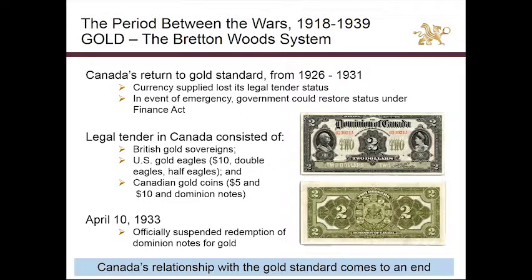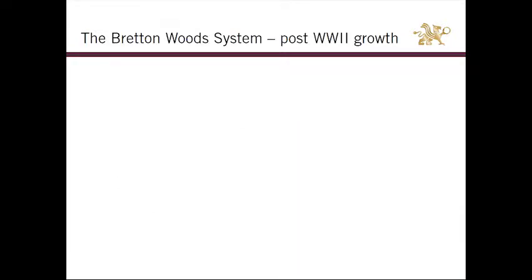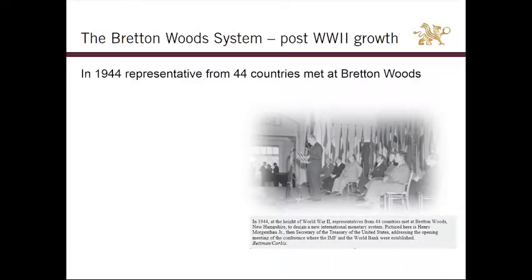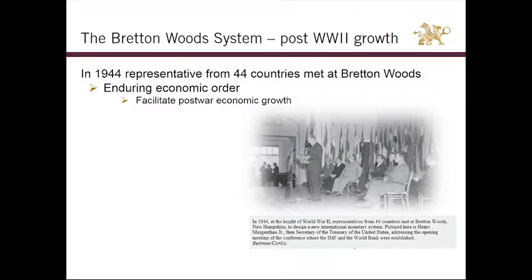The gold standard collapsed in 1944. In 1944, at the height of World War II, representatives from 44 countries met at Bretton Woods, New Hampshire, to design a new international monetary system. With the collapse of the gold standard and the Great Depression of the 1930s fresh in their minds, these statesmen were determined to build an enduring economic order that would facilitate post-war economic growth. There was general consensus that fixed exchange rates were desirable.